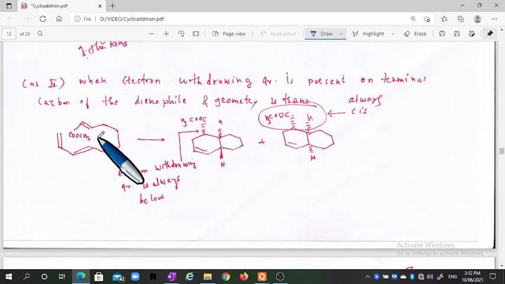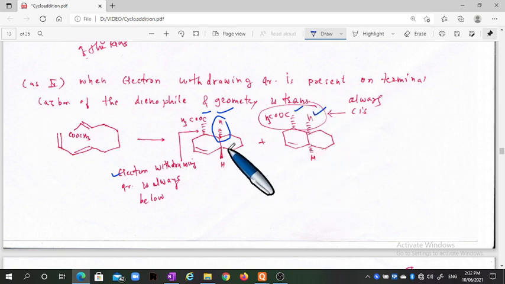And the last one is COCH3 trans, but we have already discussed that the electron withdrawing group is always below the ring. Therefore this group and this group are always cis to each other. There is no choice for this atom; this may be solid or this may be below the ring. But these two are cis to each other, and COCH3, the electron withdrawing group, is always below the ring.